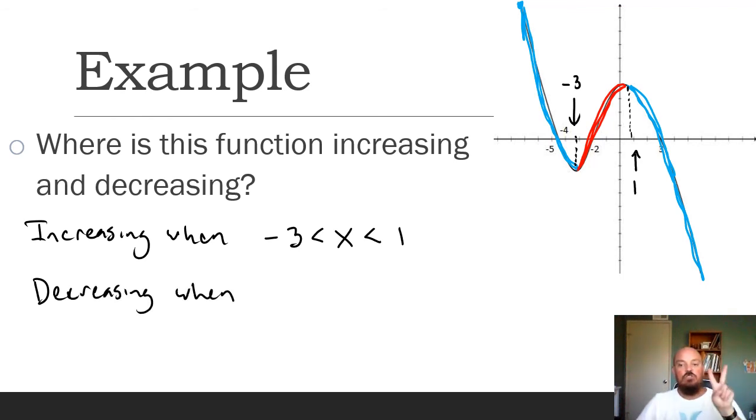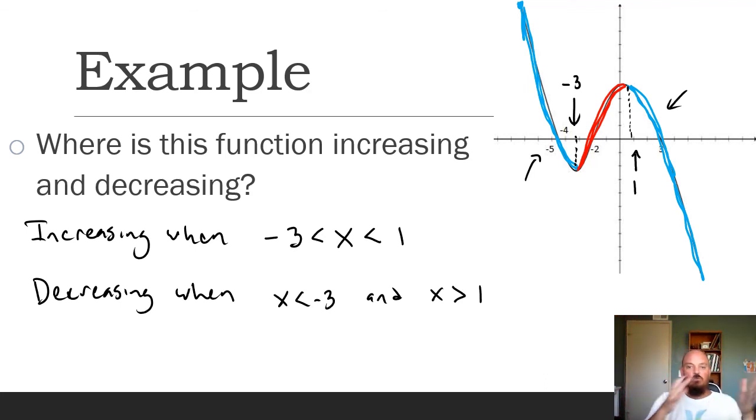Decreasing when, now you should have two answers here. There's two blue parts to my graph, two places where it's decreasing, so you have to say both of them. Now the first one is everything less than -3. Remember, when you're doing values of x, less than is to the left and greater than is to the right. Less than is smaller or to the left, greater than to the right or bigger. So it's decreasing when x is less than -3. That would be this blue part over here. And when x is greater than 1, that would be this part over here.